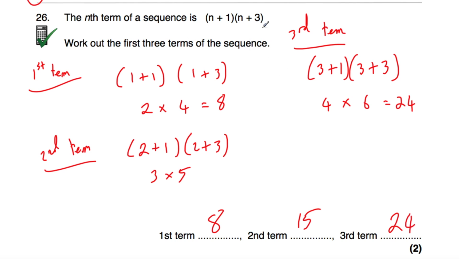And that's it. So just to recap, we substitute in 1, and if we substitute 1 here, we get 2 times 4, that's equal to 8. If we substitute in 2, we get 3 times 5, that's equal to 15. And if we substitute in 3, we get 4 times 6, that's equal to 24. So the first three terms of the sequence are 8, 15, 24. And that's it.